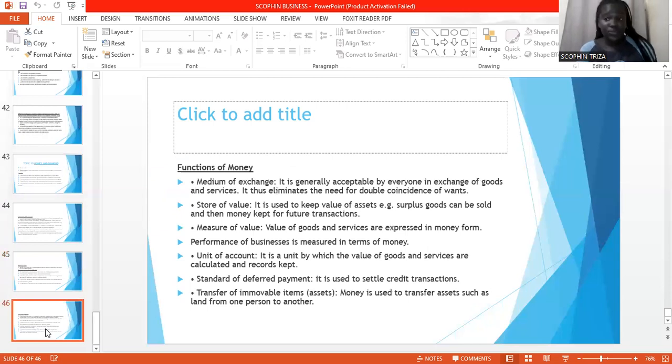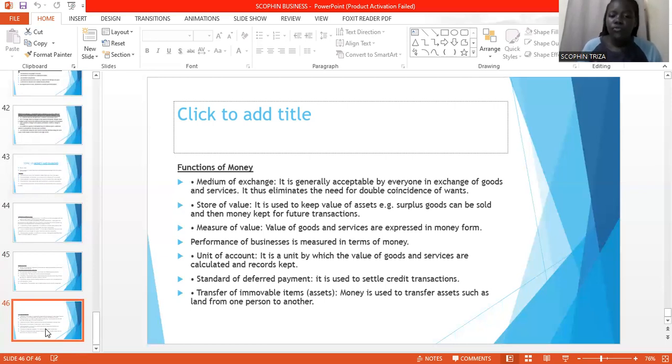Now we have functions of money. We've said it can be used as a medium of exchange of goods and services. Now some of the functions: number one, medium of exchange. It is generally acceptable by everyone in exchange of goods and services. Number two, store of value. It is used to keep the value of assets. Goods can be sold and then the money kept for a future transaction. You can keep it in banks or safes.